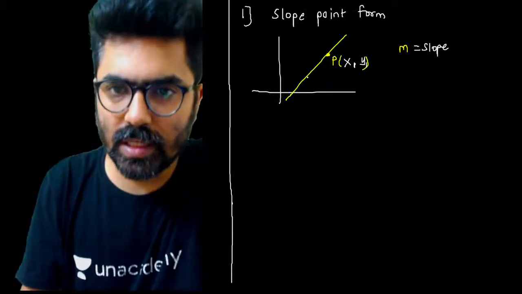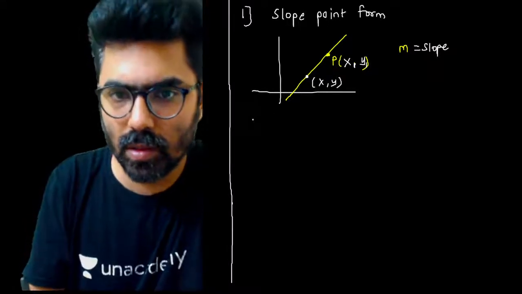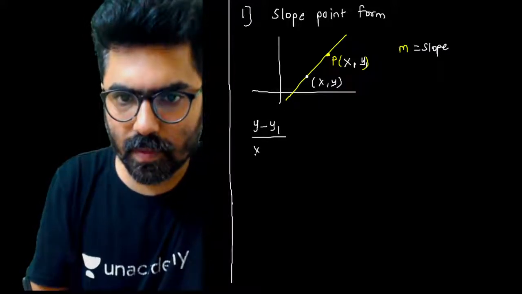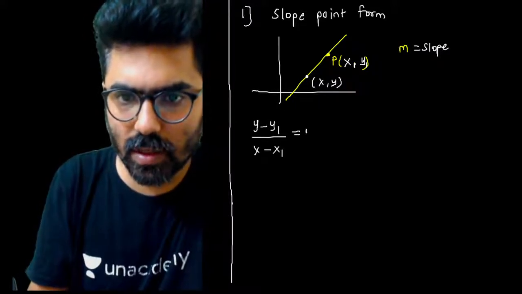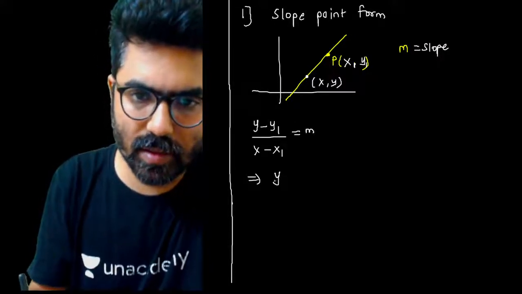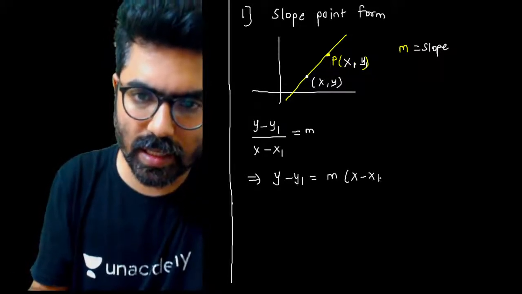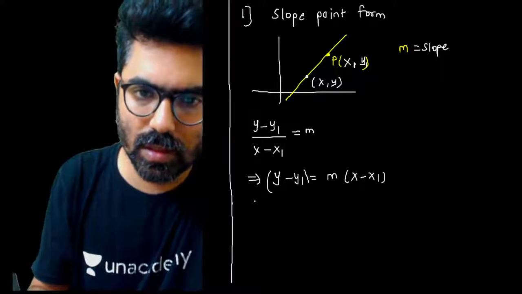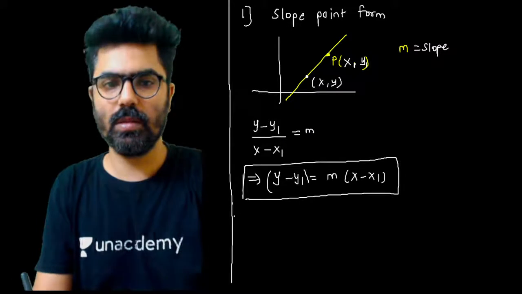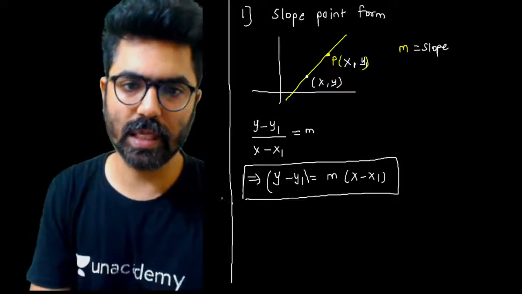Now let's assume any variable point x, y on the line. So we can say that y minus y1 upon x minus x1 is the slope of the line. Therefore from here we get y minus y1 is equal to m times x minus x1. This is the equation of line in slope point form.